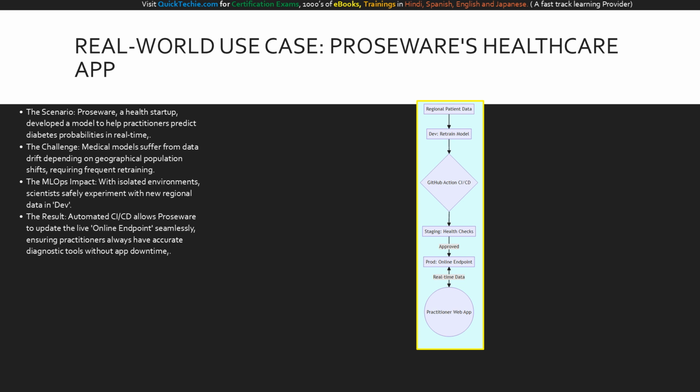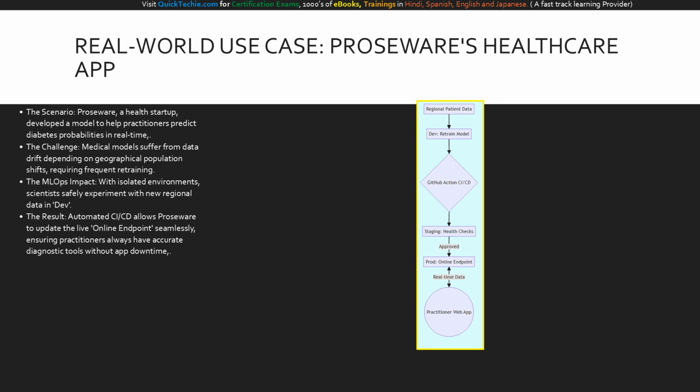By implementing this MLOps infrastructure, Prosware's data scientists can securely analyze new regional data in their isolated dev environment. Through feature branching and GitHub Actions, they automatically trigger retraining. The new, highly accurate model flows through staging, receives approval, and seamlessly updates the live online endpoint. The web app never goes down, and practitioners continuously receive life-saving, accurate predictions.